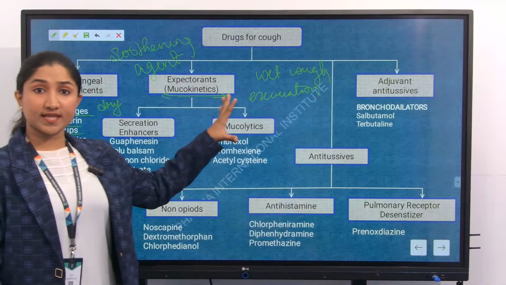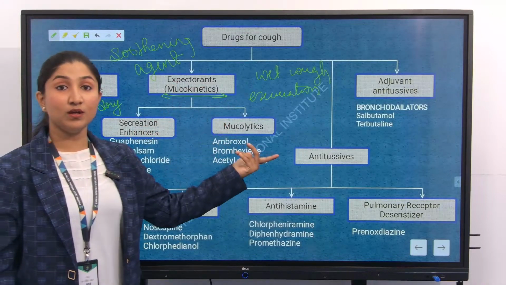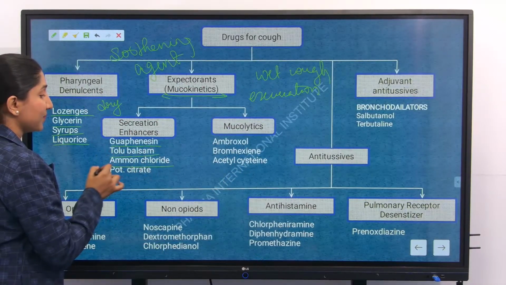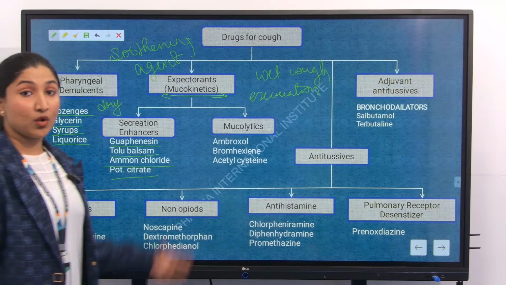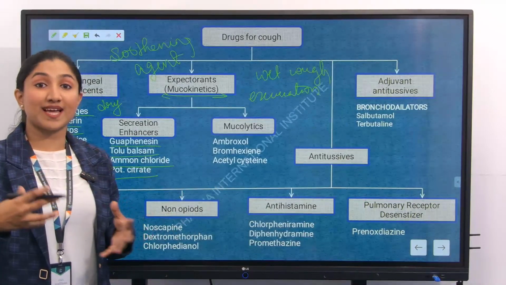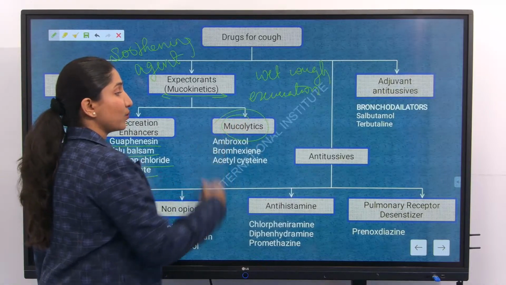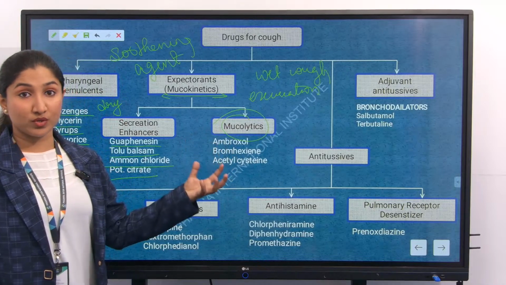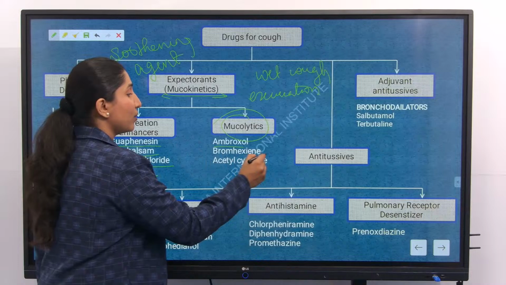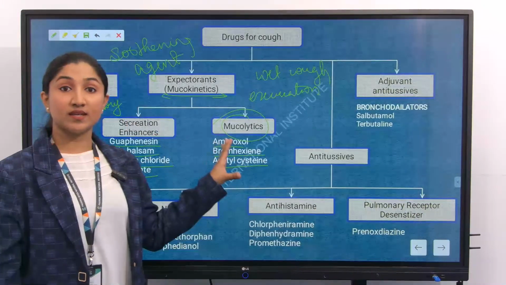In the expectorants category, we have two types of expectorants: the secretion enhancers and the mucolytics. Secretion enhancers, for example guaifenesin, tolu balsam, ammonium chloride, and potassium citrate, increase the secretions of the respiratory tract so that the mucus is lubricated and can be excreted out. Whereas mucolytics break down the hard mucus so that it becomes more fluid and can be expectorated out. Examples are bromhexine, ambroxol, and acetylcysteine. These agents are very commonly seen in cough syrups.